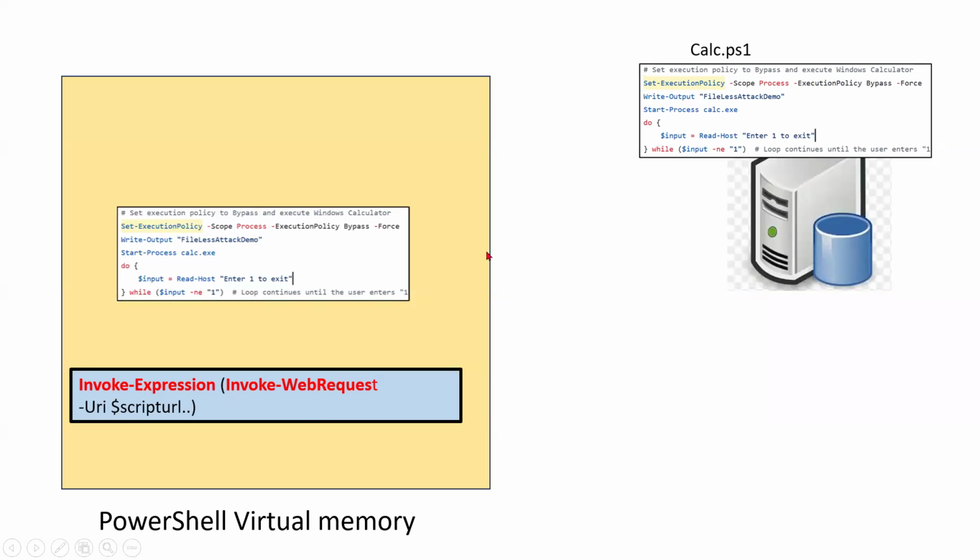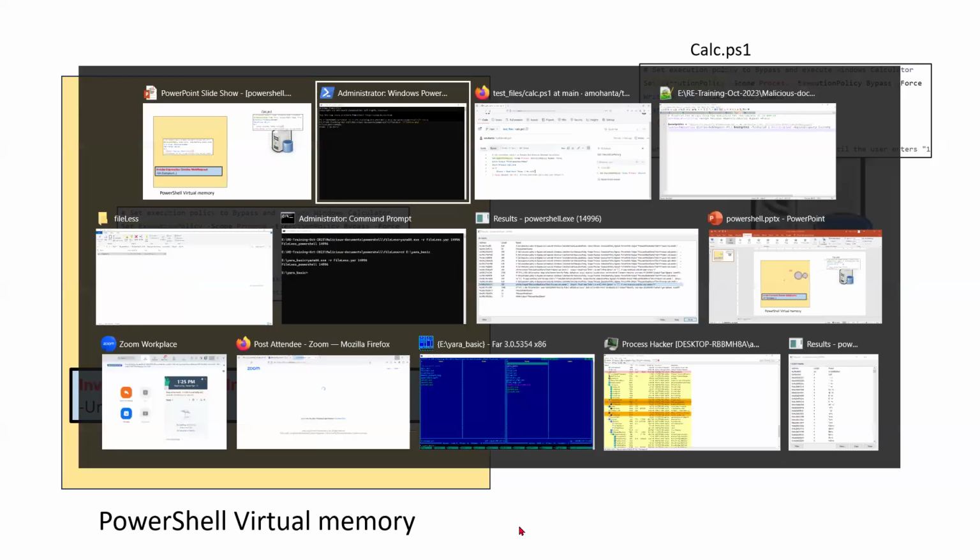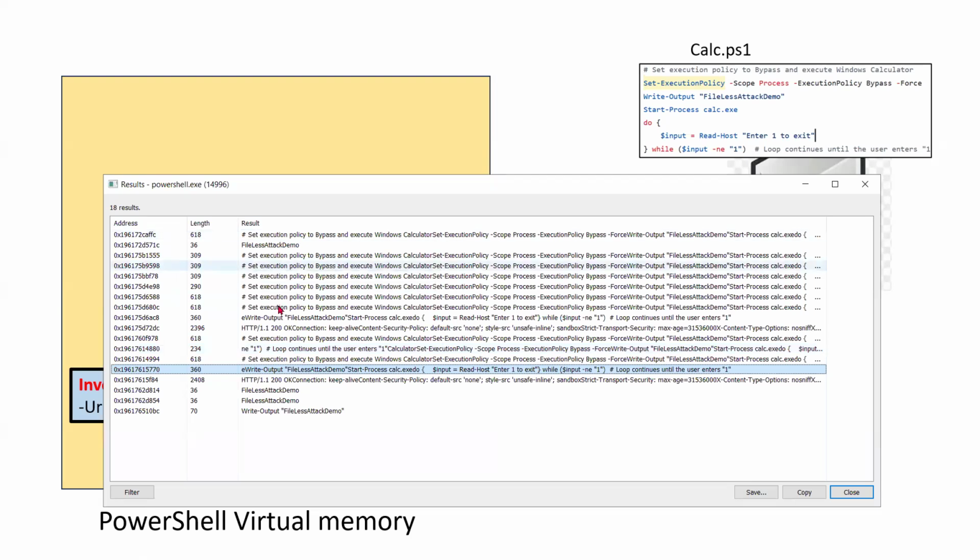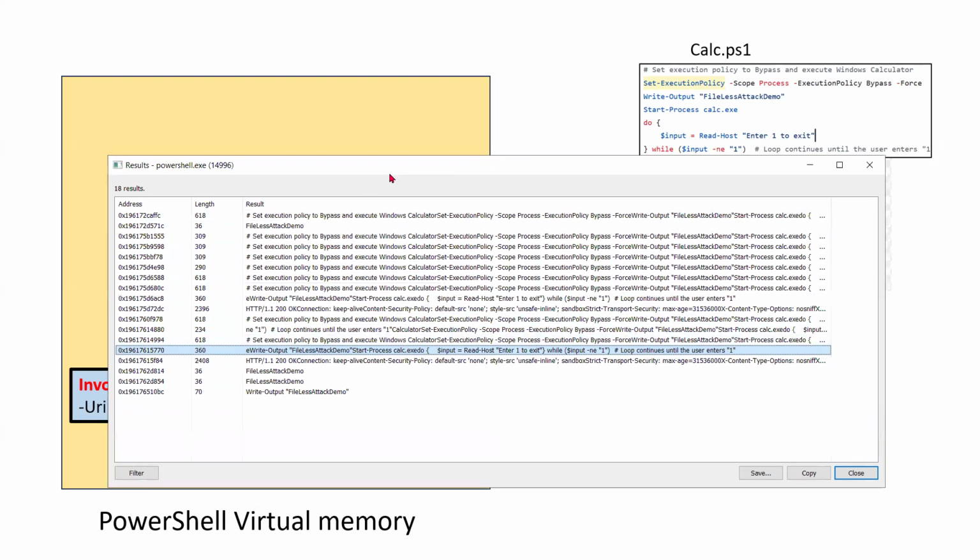But one thing, this calc.ps1 code resides in the memory of PowerShell. If you want to look into the memory of PowerShell, you can use the Process Hacker tool, in which you can see the virtual memory of PowerShell's process. So inside the PowerShell process, at this particular location, you can see the code for calc.ps1. So this is the code for calc.ps1 in the memory of PowerShell.exe.